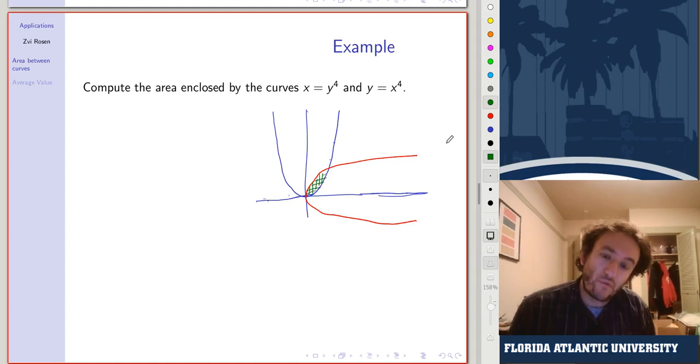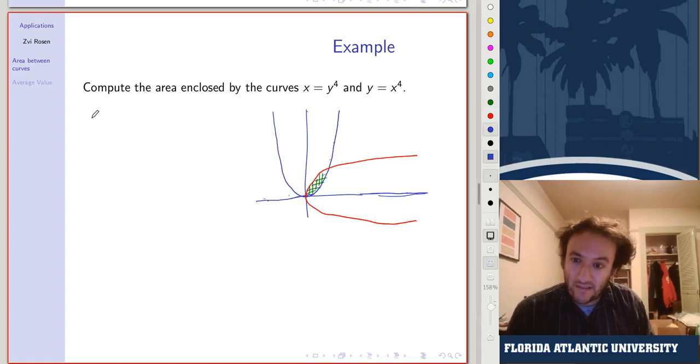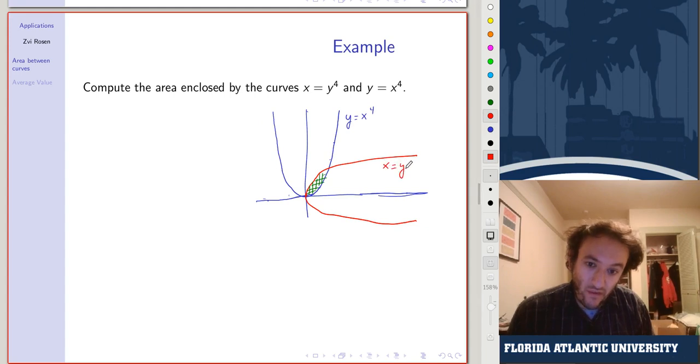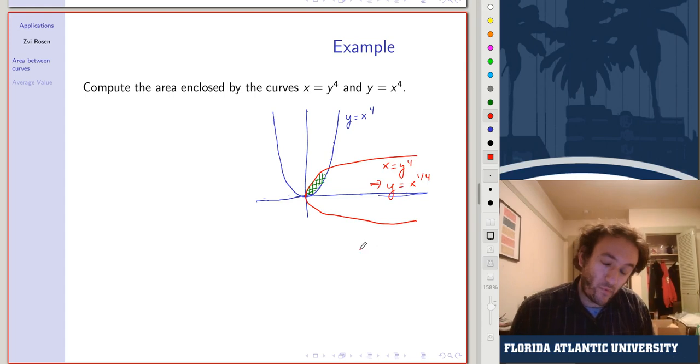Okay, so now we have to decide how we're going to compute this. In this case, one is expressed as a function, x as a function of y, and the other with y as a function of x. So we should choose one that we put both as. So we're going to say, let's take y as a function of x for both, so this will stay y equals x to the fourth, but then the other one, instead of being x equals y to the fourth, we're going to make this y equals x to the 1/4. Okay, the fourth root of x.